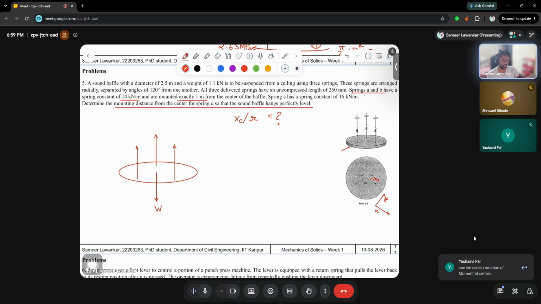You can use summation of moment at the center because it is in equilibrium. So each of the points at the baffle is actually in equilibrium. So the summation of moment at any of the points is equal to 0.